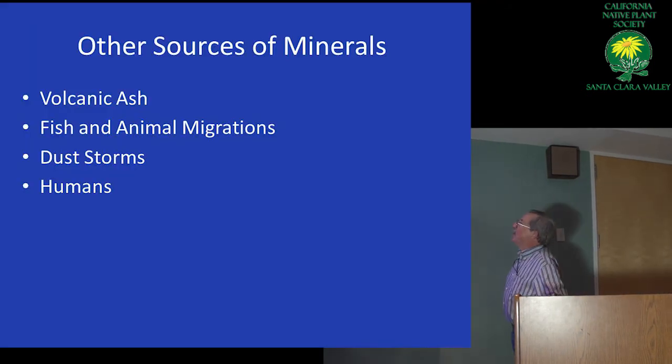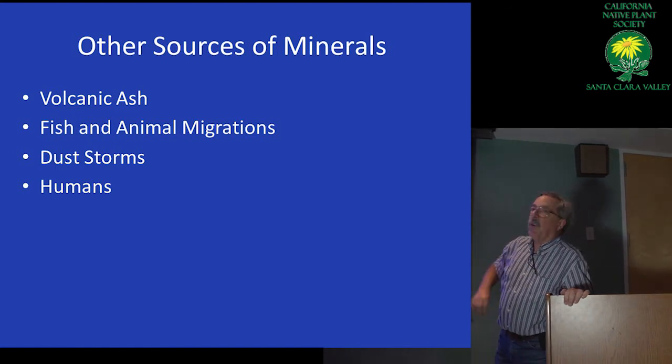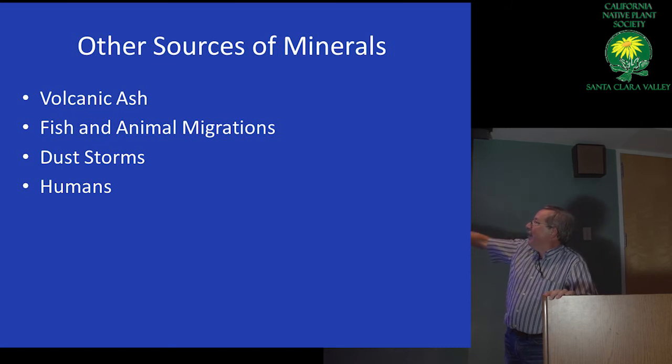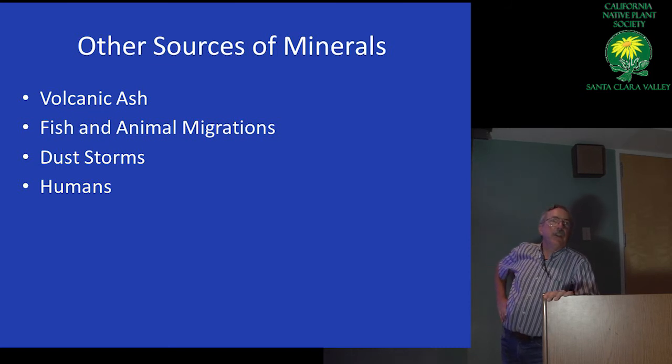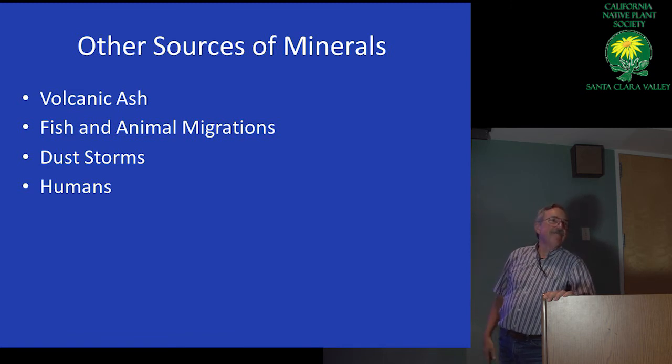And other sources of minerals. They don't always come from the rocks below. Volcanic ash can blow in and change it. Think about fish migrations. They found out that most of the phosphorus in the forests of the Pacific Northwest actually get their phosphorus from salmon coming up from the ocean. And then the bear take them out into the woods. And, you know, there are ways of moving minerals around.